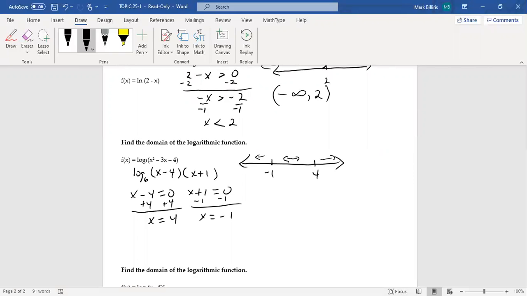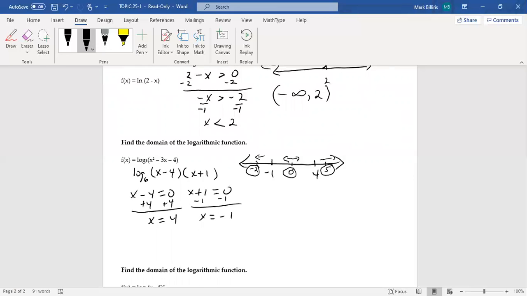So what we're going to do is use test points. I'm going to choose a value less than negative 1. You could choose anything you want. I'm going to choose negative 2. I need to choose a value between negative 1 and 4, and the easiest one there would be 0. And then I'm going to choose any value greater than 4, and I'm going to use 5. One at a time, I'm going to plug these values into my argument to see which will give me a product that is positive.